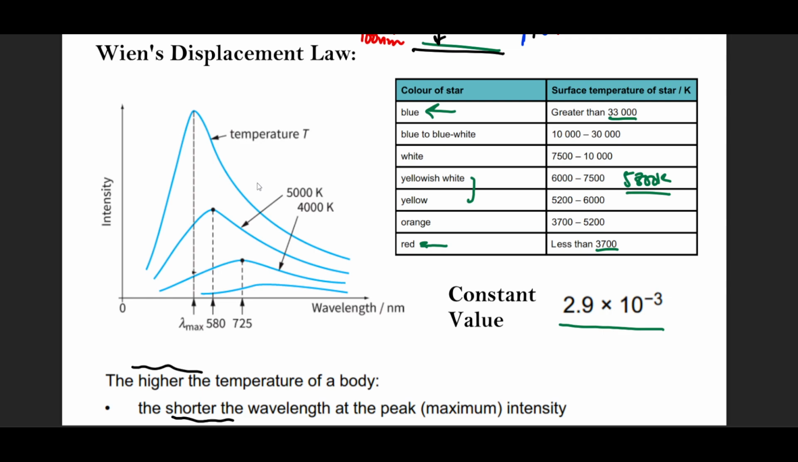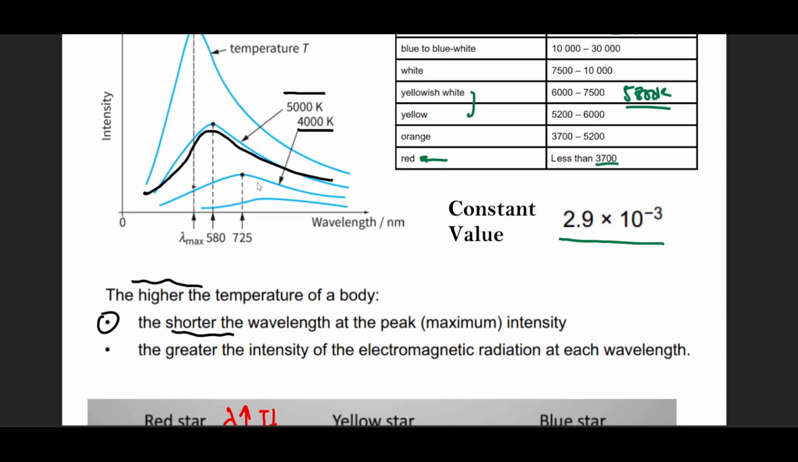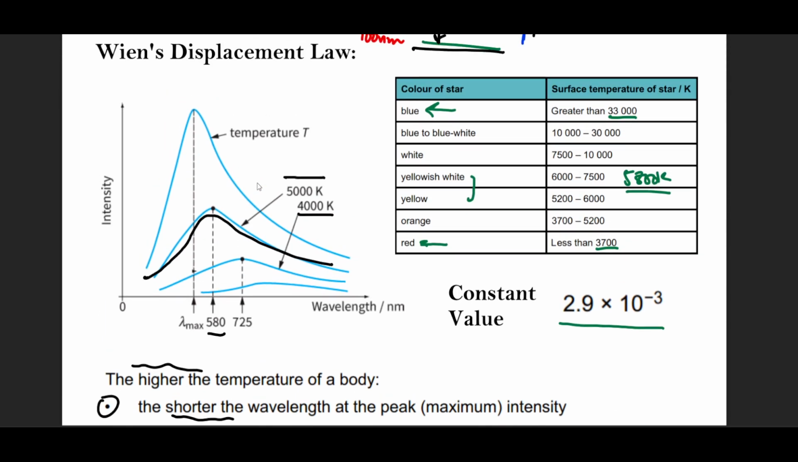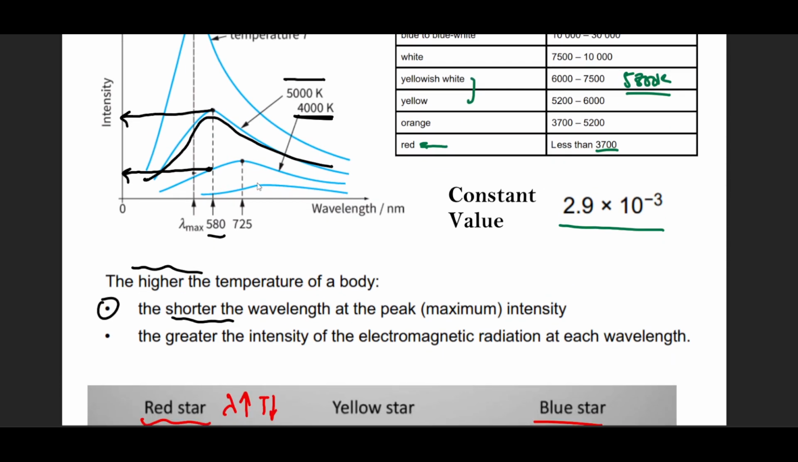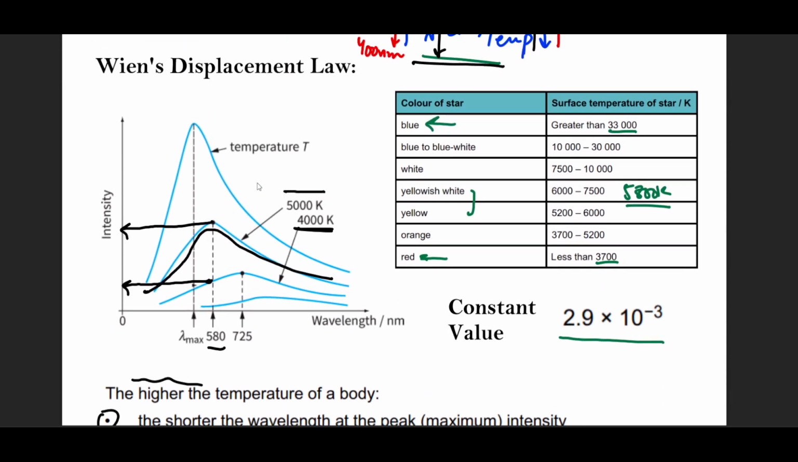Let's try to understand this graph. You see, at a higher temperature, 5,000 Kelvin, the intensity graph appears at a higher level as compared to 4,000. What is the meaning of this first point? Even at 580 wavelength, let's compare this. At 580, the 4,000 Kelvin star is representing this intensity, and the 5,000 Kelvin star is representing this intensity, even for the same wavelength. This is the meaning of the first point.